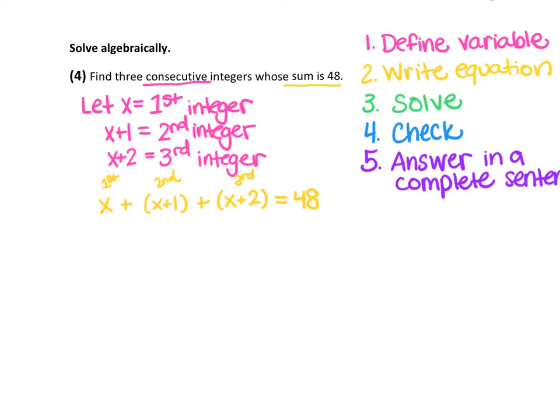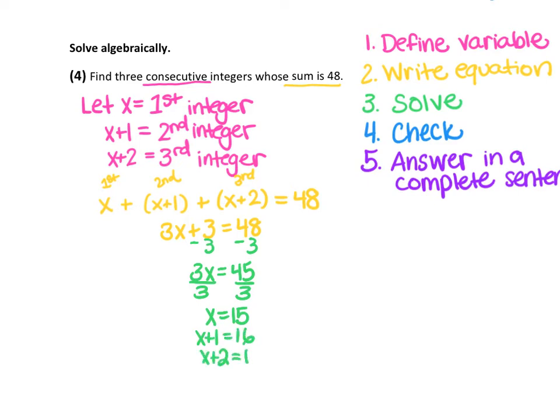First thing we're going to do is simplify on the left-hand side of the equation, combine all of our like terms. So this is going to give us 3x plus 3 is equal to 48. Now we can go ahead and solve this equation. I'm going to subtract 3 from both sides. That's going to give me 3x is equal to 45. Divide by 3 on both sides. I get x is equal to 15, which is great. That tells me my first integer. That means x plus 1 is equal to 16 and x plus 2 is equal to 17.